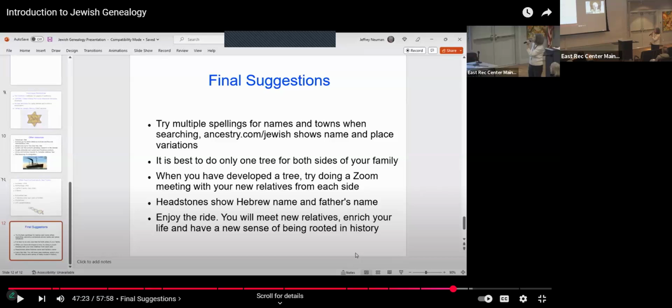And then enjoy the ride. You'll meet new relatives, enrich your life, and have a new sense of being rooted in history, because I met some other wonderful people who were also doing genealogy that I still correspond with, and we helped each other. So does anybody have any questions?